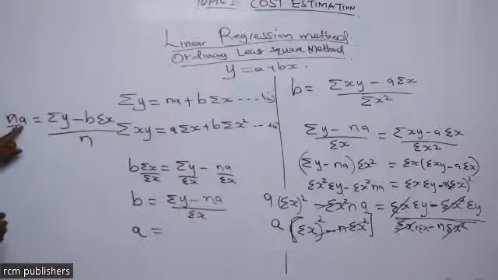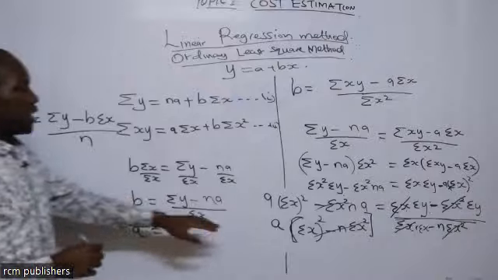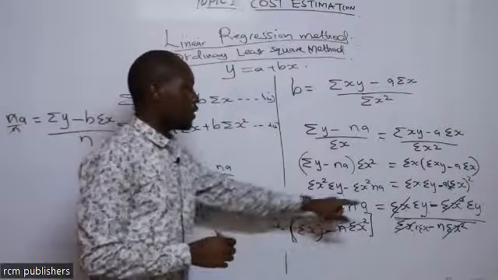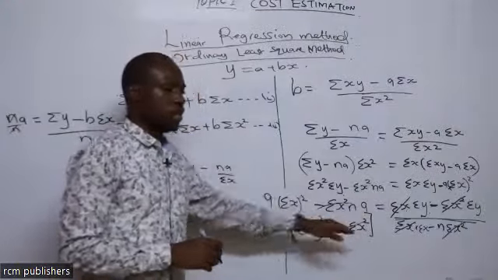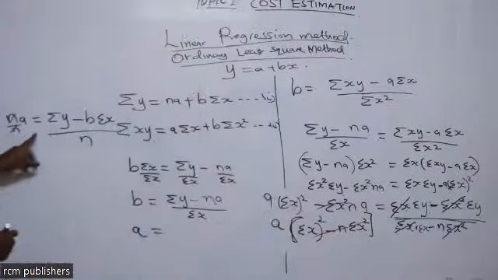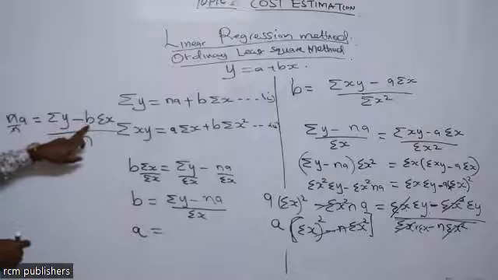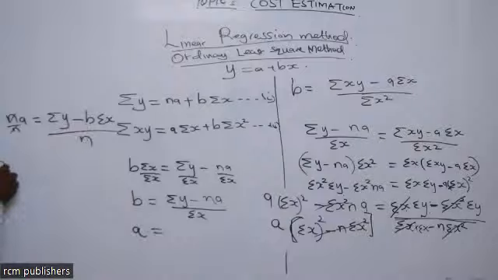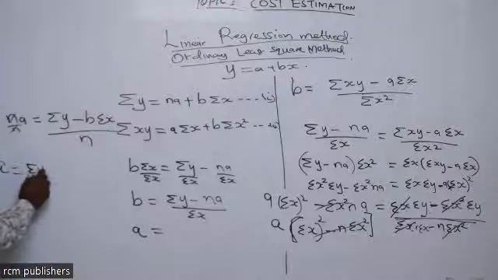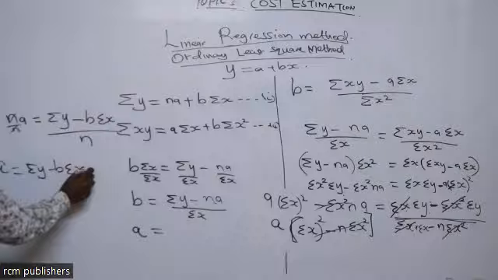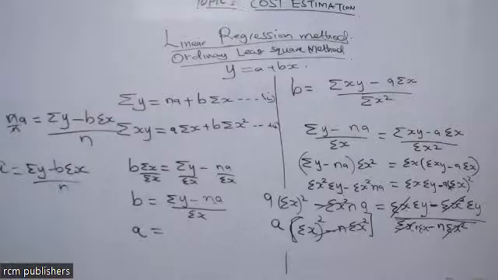So the another formula of arriving at A, this one here is without using B. We have eliminated B. This other one here needs us to calculate B first. So as you can see, we've now simplified A to basically mean summation of Y minus B summation of X over N.